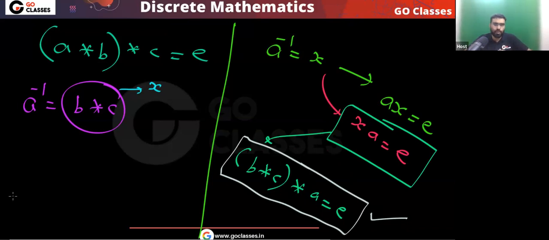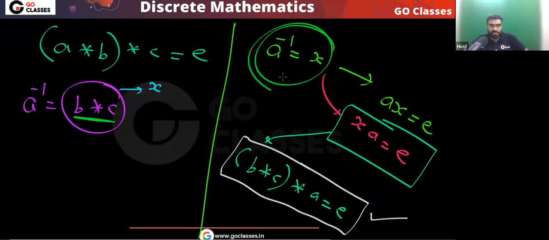Did I use the commutative property? I did not use the commutative property. Can I use it? I cannot use the commutative property because a group may or may not be commutative. So remember, I am not using the commutative property. I am simply saying A inverse is equal to B star C.